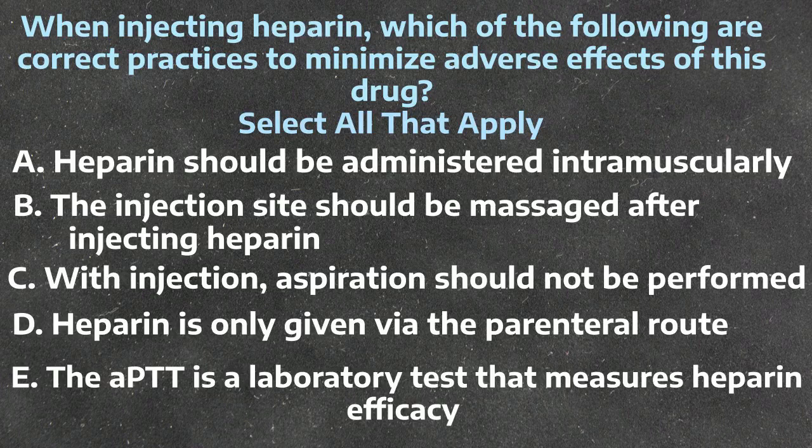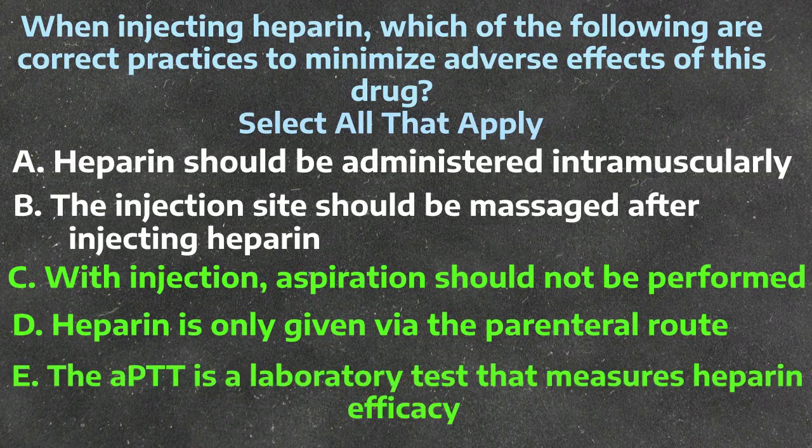Anticoagulants administered by injection, such as heparin, have specific technique to avoid bleeding and bruising. Heparin is poorly absorbed when given orally, therefore it must always be given parenterally as an intravenous infusion or subcutaneous injection. When injecting subcutaneously, the syringe plunger should not be drawn back to aspirate once the needle has entered the skin. Massaging the injection site should also be avoided. Both aspirating and massage can cause excessive bruising, bleeding, and tissue damage. The activated partial thromboplastin time is a laboratory test that will be used to determine the efficacy of heparin.